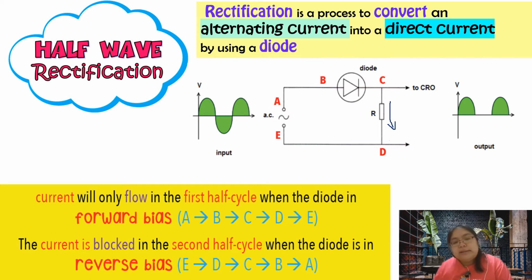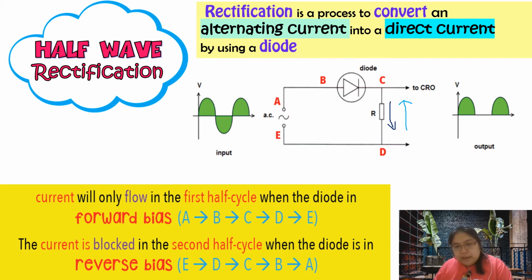Okay, let's see the second half. The second half means you start from E. When you start from E, I take E as the positive terminal. Now it starts from E, then goes to D. When it goes to C, the current is now opposite. Now the current goes up. In the second cycle, the current goes up to C, and when it gets to C, it faces the diode.